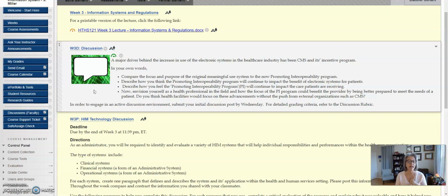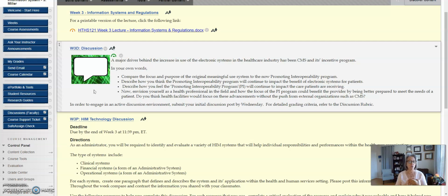The first one is compare the focus and purpose of the original meaningful use system to the now promoting interoperability program. 2, describe how you think the promoting interoperability program will continue to impact the benefit of electronic systems for patients. Bullet point 3, describe how you feel the promoting interoperability program will continue to impact the care patients are receiving.